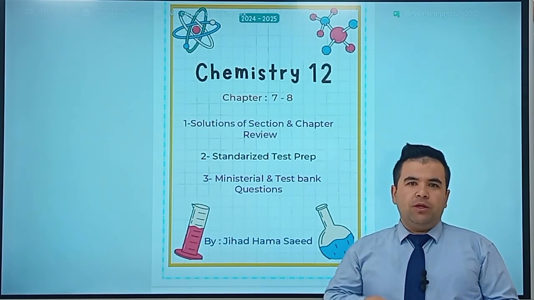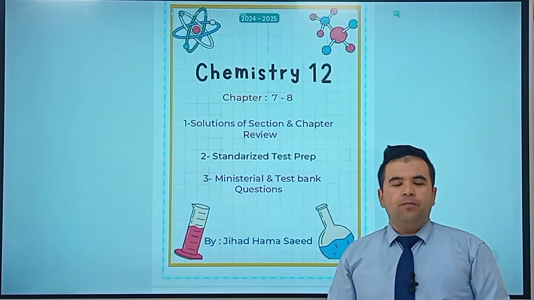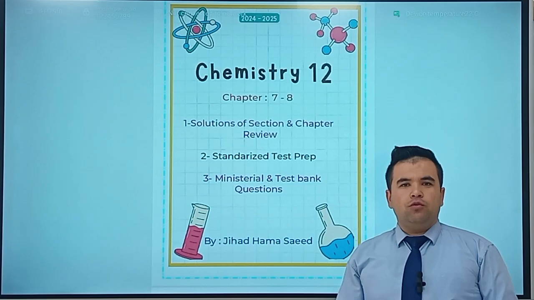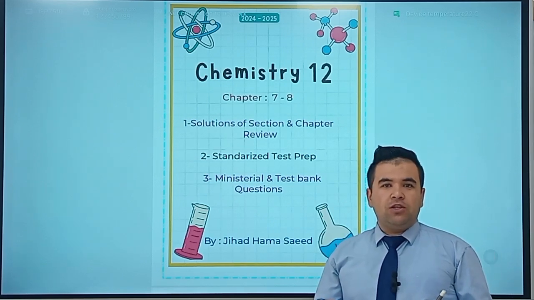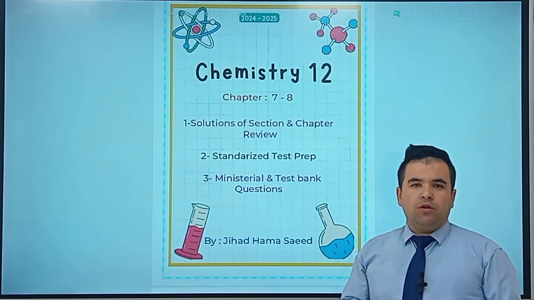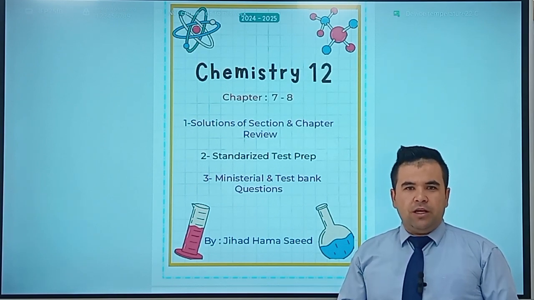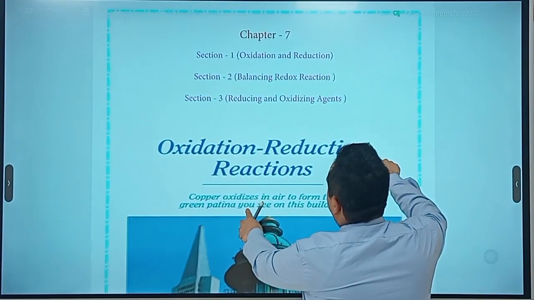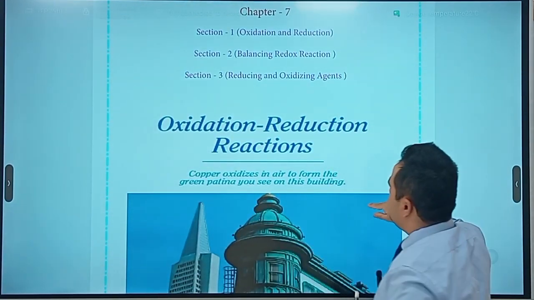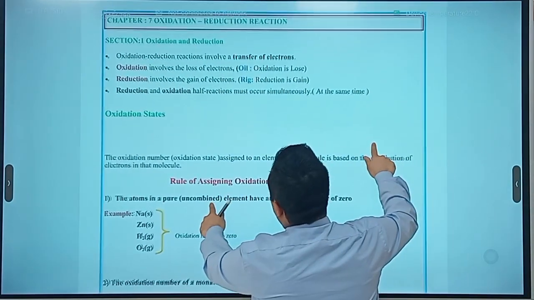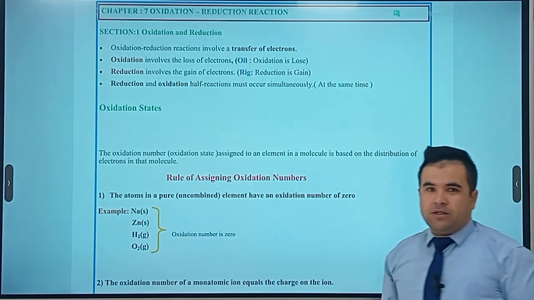In today's session, we will be talking about the first section of chapter 7. Chapter 7 is all about three sections. In the first section, we will introduce the oxidation and reduction reactions. In the second section, we will be talking about balancing redox reactions. And in the last section, we will be talking about oxidizing and reducing agents, guys. The chapter is distributed into three sections. Let us talk about the first section, the introduction to oxidation and reduction processes.